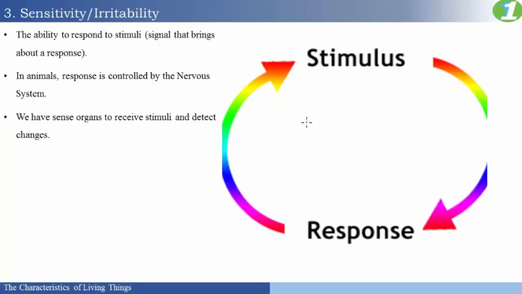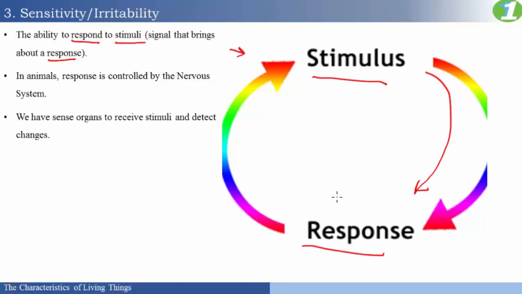Now let's move on to our next characteristic, which is sensitivity and irritability. Now, sensitivity is the ability to respond to a stimulus, and a stimulus is any signal that brings about a change or a response. Over here to the right of the screen, you are seeing a little cycle between the stimulus and the response. So generally what happens is that you detect a change, or you are exposed to the stimulus, right? And that elicits, it brings about the response, and then the body would go back to its normal condition.